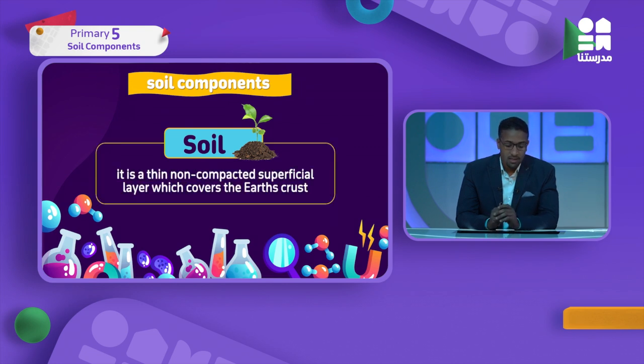Soil is a thin, non-compacted, superficial layer which covers the earth's crust. Thin معناها إيه؟ هي طبقة التربة دي، طبقة بتغطي الأرض كلها، عبارة عن thin layer يعني طبقة رقيقة، مقارنة بالقشرة الأرضية كلها. Non-compacted layer يعني طبقة هشة، مش زي البلاط اللي موجود في بيتنا.